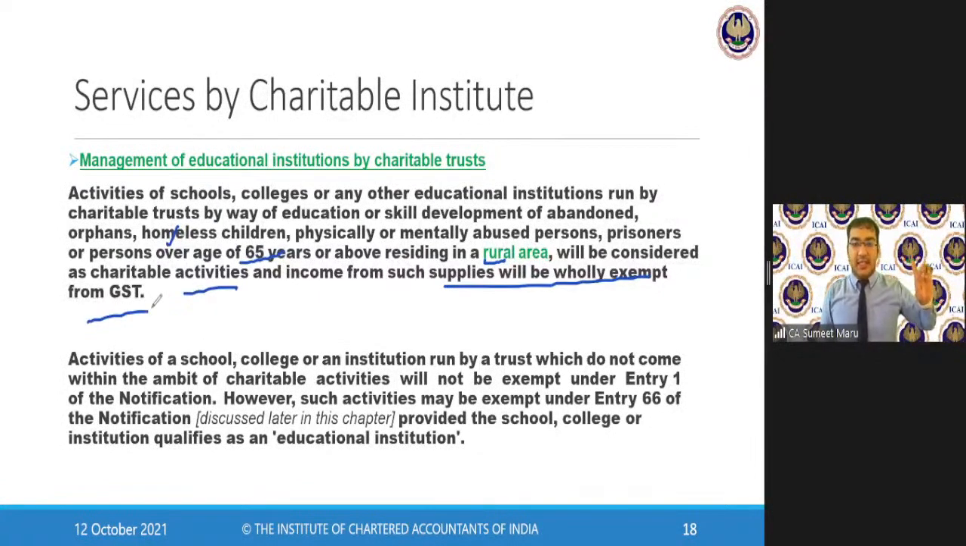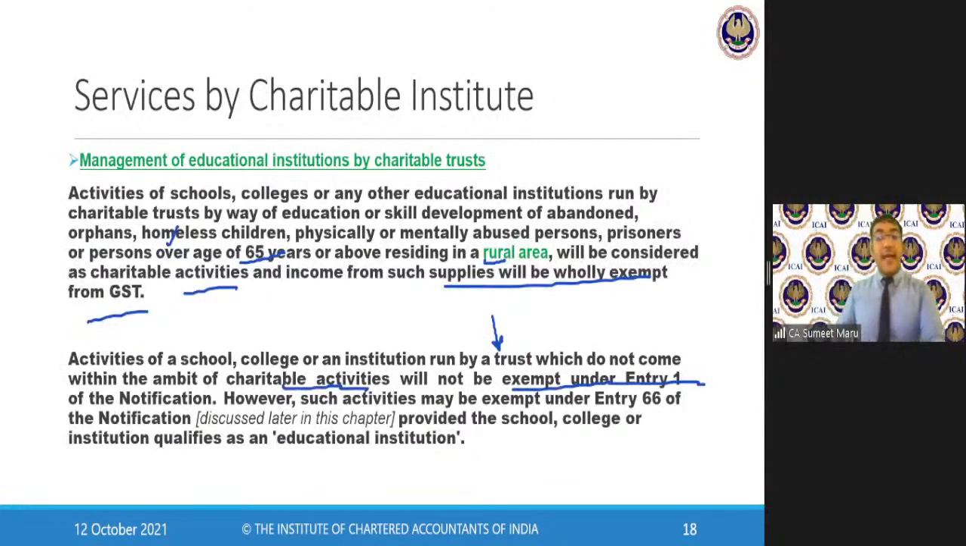So if you are registered under 12A of the Income Tax Act and you are running this education institution program for all of these people, the 4 things we have mentioned and discussed, you will be given an exemption. Further, activities of a school, college or an institution run by a trust which do not come within the ambit of charitable activity will not be exempt under entry 1.